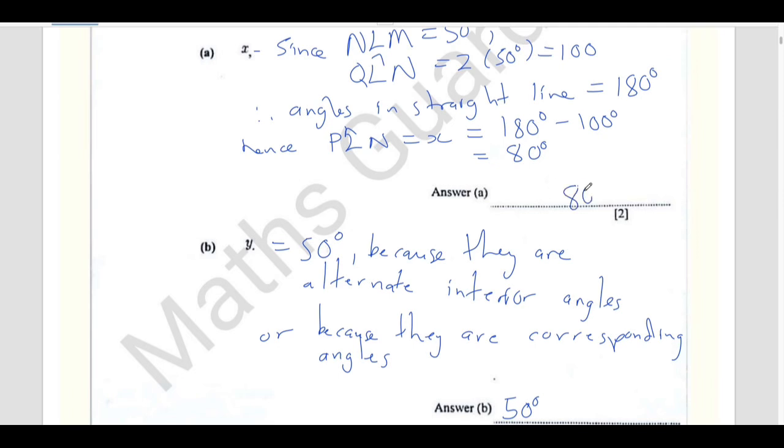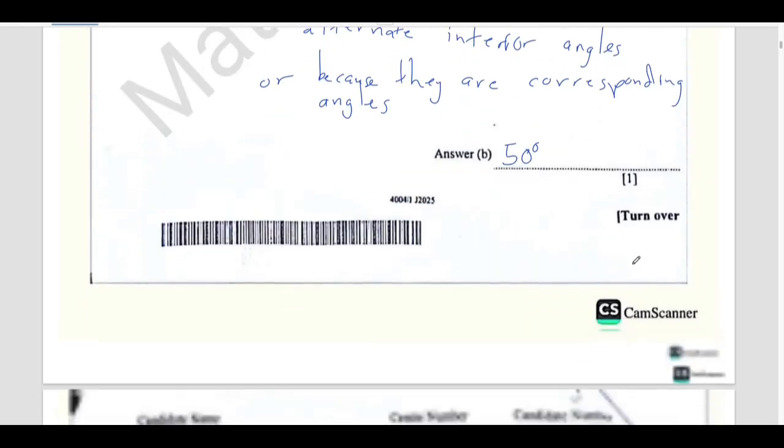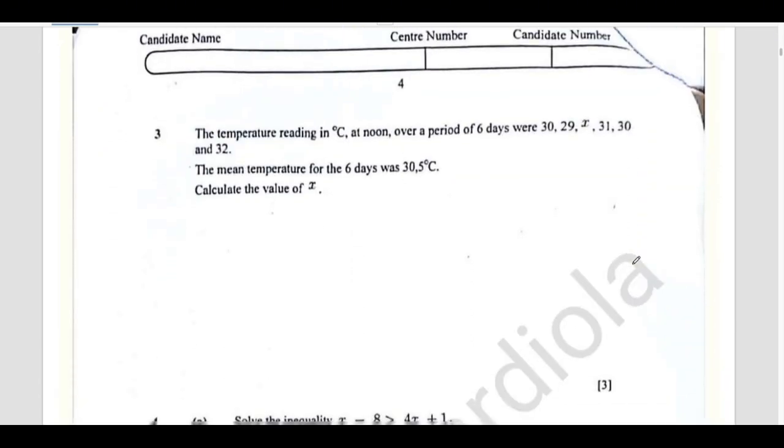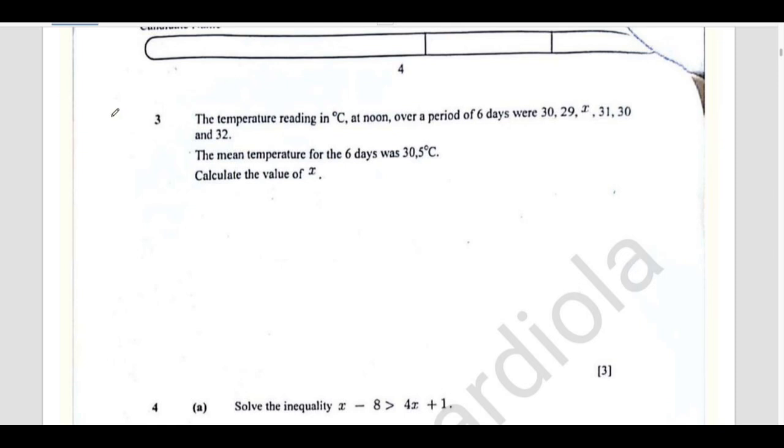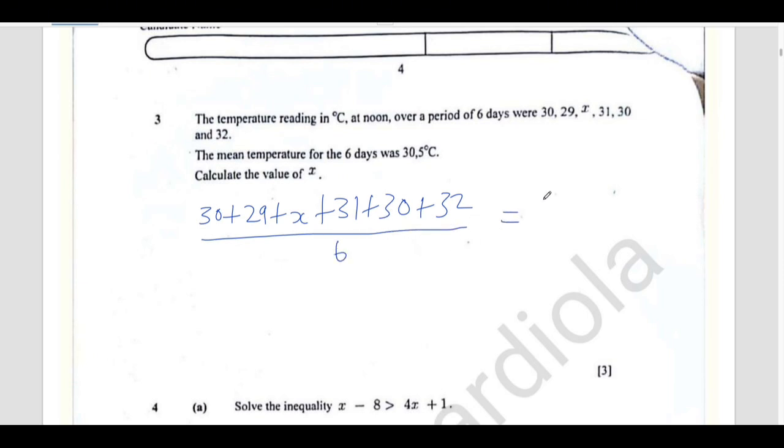Here we also put our answer, 80 degrees, like we had calculated earlier on, so that our work looks neat. Question 3 says, the temperature reading in degrees Celsius at noon over a period of 6 days were 30, 29, x, 31, 30, 32. The mean temperature was given. Calculate the value of x. So the mean temperature for the 6 days was that. To find the value of x, you just add all the temperatures, divide by the number of days, and then give the mean. So here, simple.